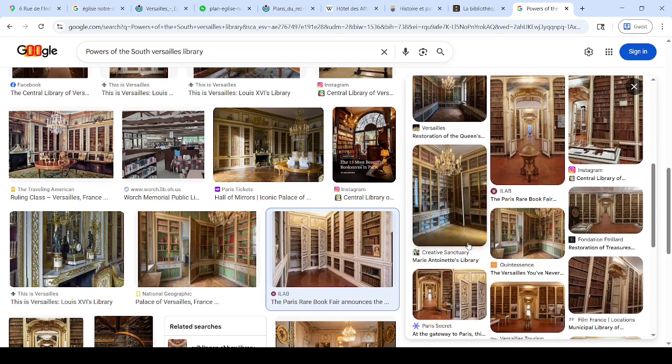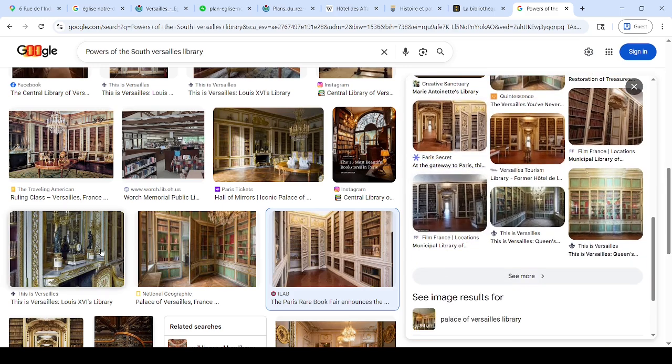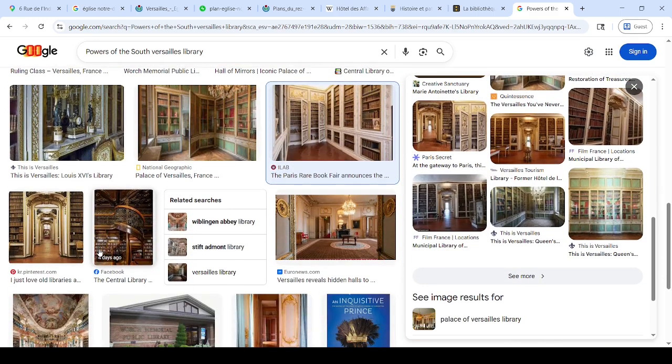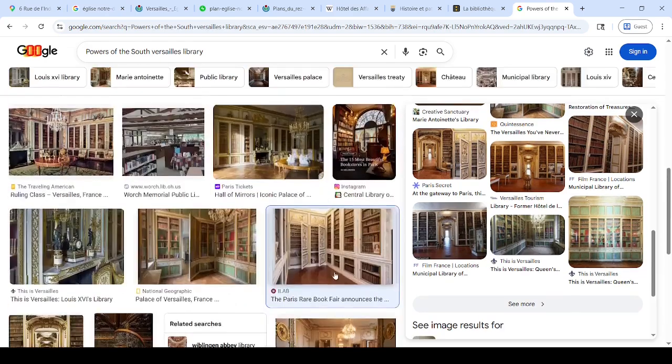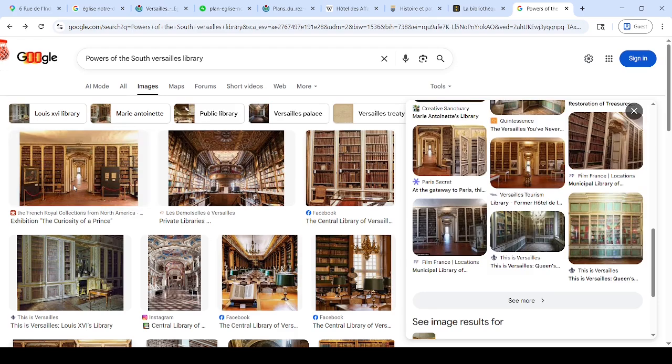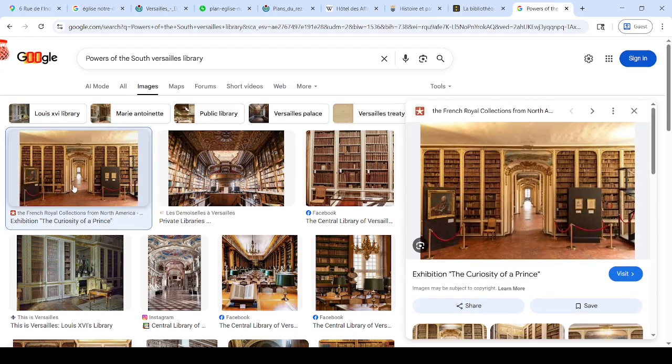So let's see. Yeah, we'll probably have the rooms be pretty uniform in the different sections of the library. Let's just see if there's anything else we can glean here.